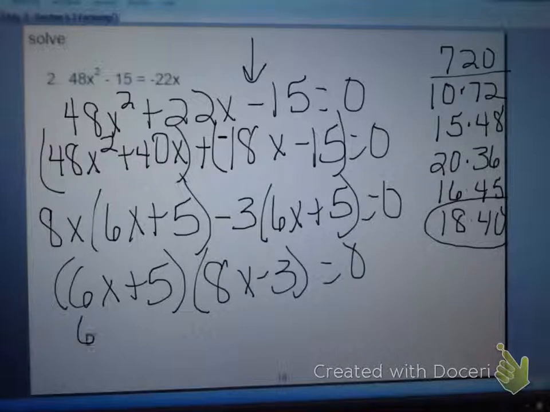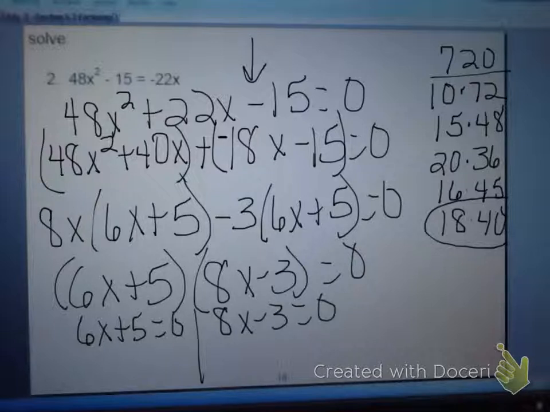Put each one equal to 0, because the direction says to solve. If it's not equal to 0 and the direction says to factor, then all I have to do is factor and I'm done. But because the direction said to solve and I had to put it equal to 0, I now have to solve and get my x-intercepts, or another word, get my roots. Subtract 5, divide by 6. I should be able to do that in my head and get negative 5/6. Add 3, divide by 8, so x is equal to 3/8.